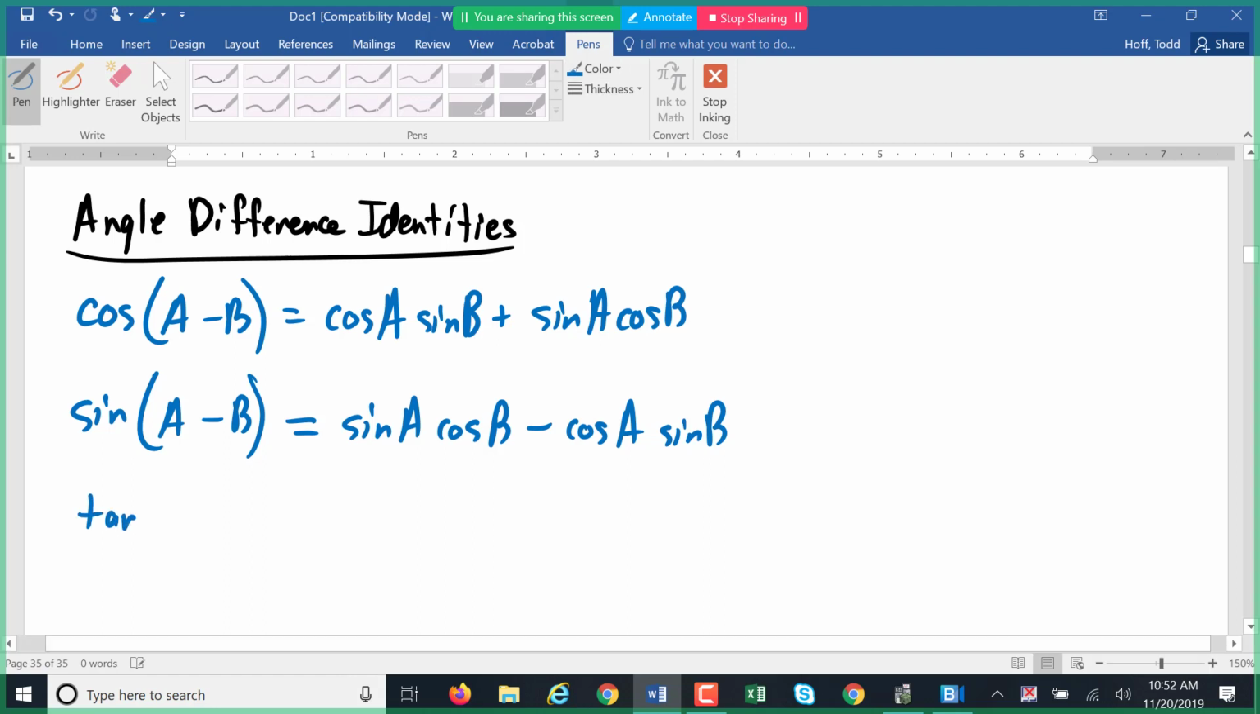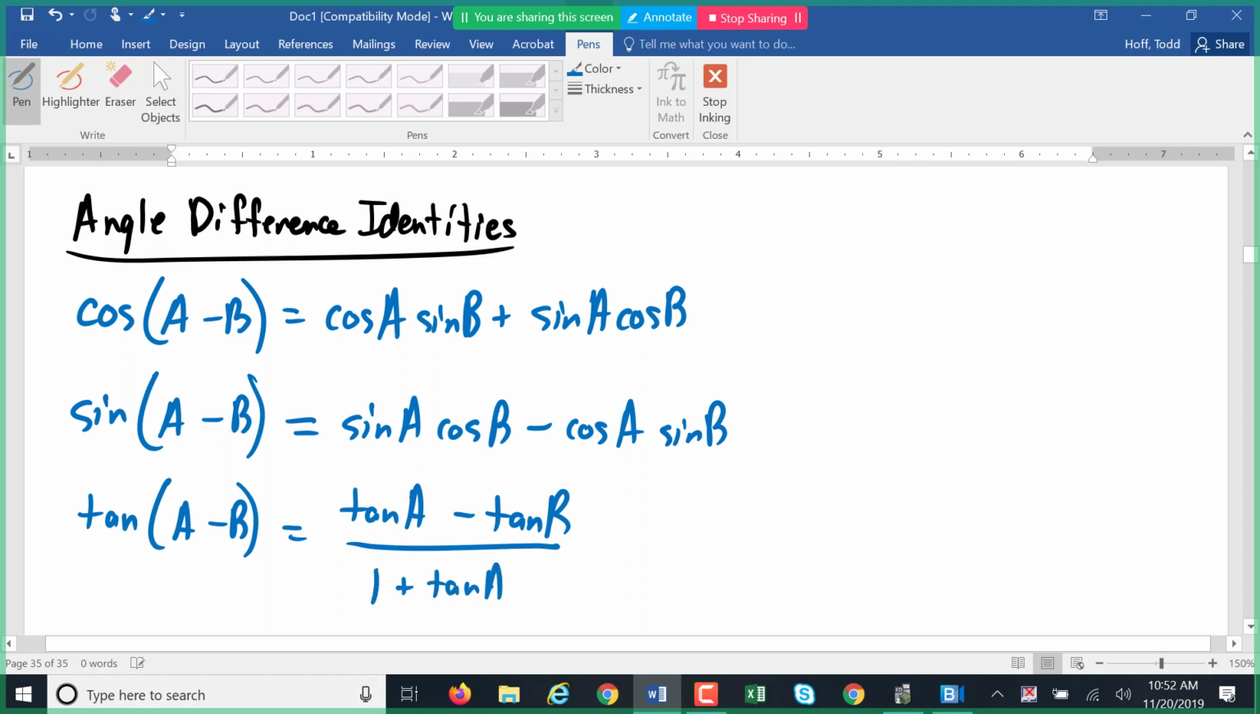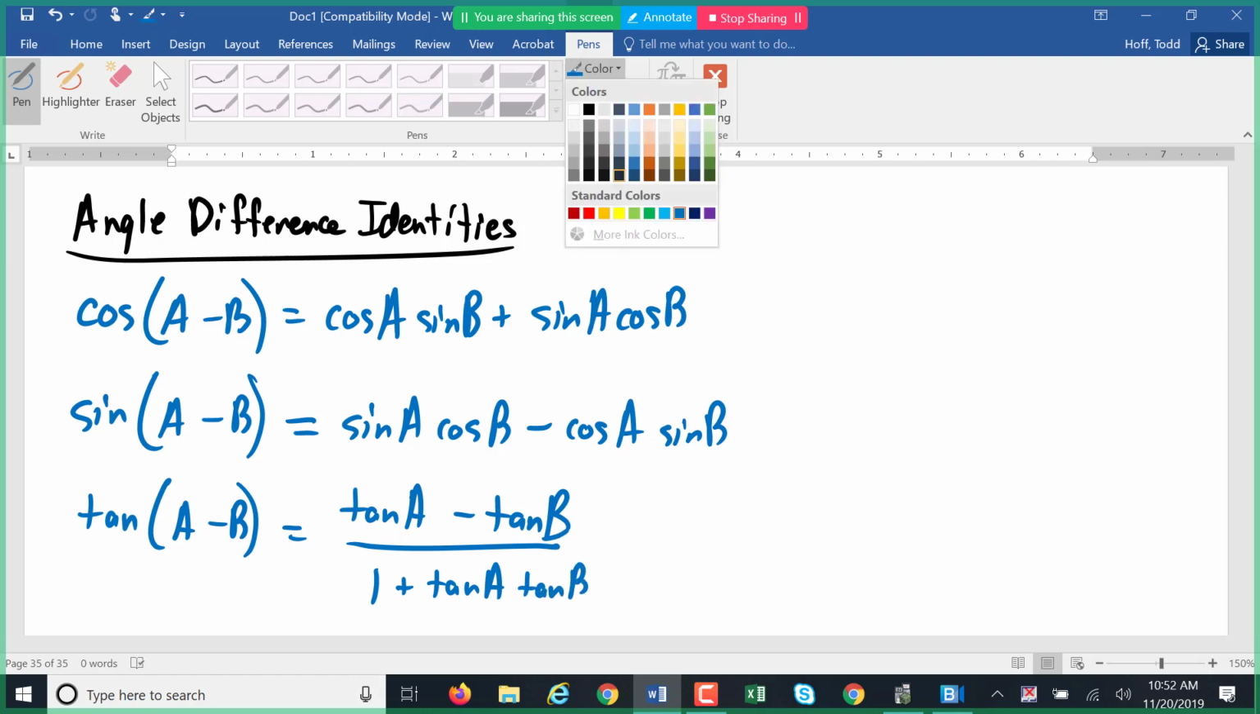And finally, for tangent, the tangent of the difference of two angles, so the tangent of A minus B, is the tangent of A minus the tangent of B over 1 plus tangent of A times the tangent of B. So like I said, these identities really only work if you know those common trig values that I posted up above. But we can also use them for substituting into some of our trig functions.